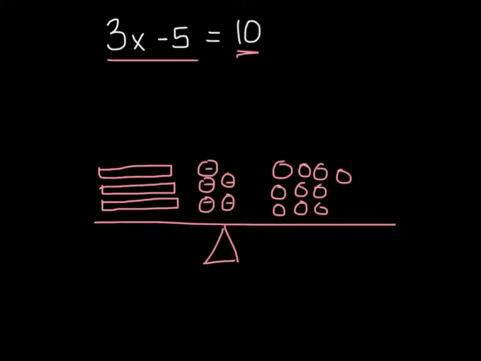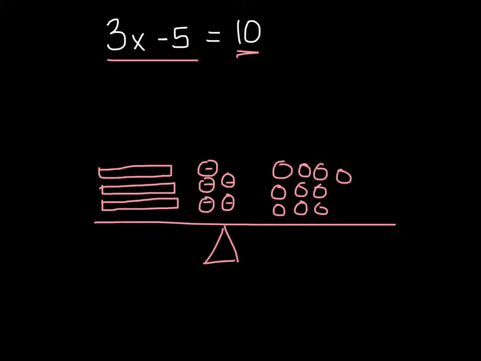So the question becomes, how can we isolate x to figure out what x must be to make this equation true and balanced? So x is a number that's going to have to make the left-hand side expression equal to 10 so that we can get 10 equals 10. So this thing will remain balanced. Right now it's perfectly balanced.